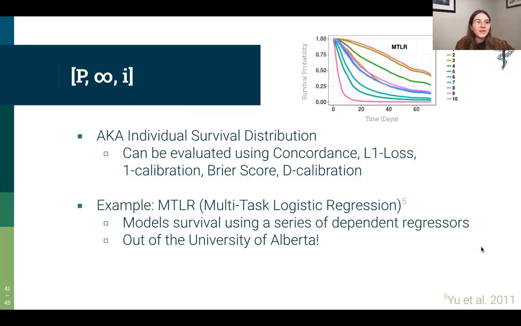Okay, and then finally, we have this probability infinite values and individualized, aka the individual survival distribution. This is what I kind of care about. Once again, because this is a distribution, it can be evaluated using concordance, L1 loss, one calibration, Brier score, decalibration. And an example of note is multitask logistic regression. This models survival using a series of dependent regressors.